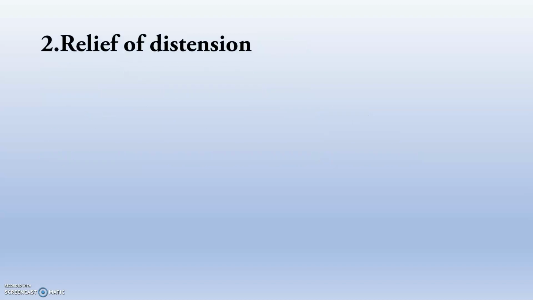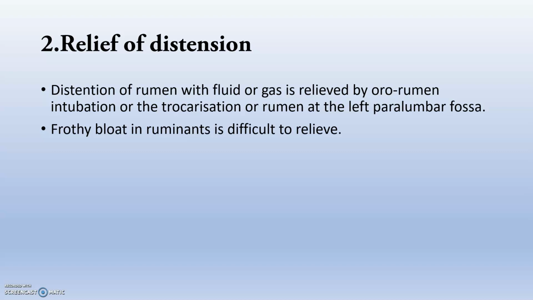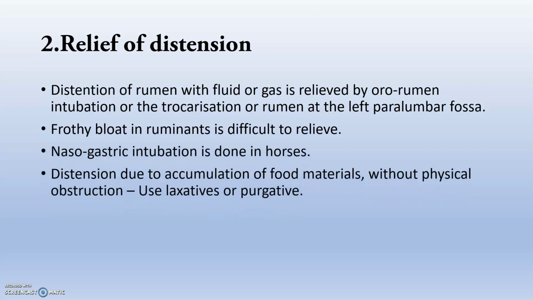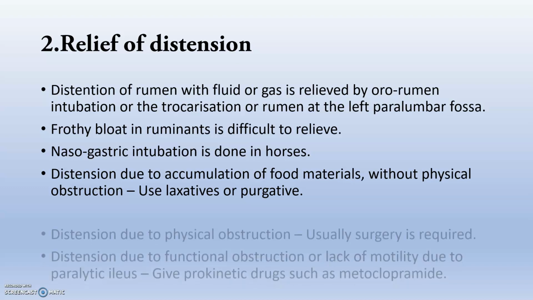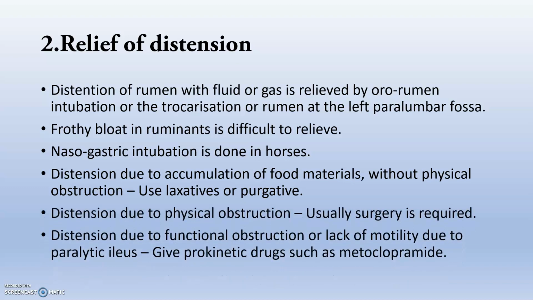Next is relief of distension. That is mainly distension of the rumen with fluid or gas, and we will go for puncturing the rumen at the left paralumbar fossa. Sometimes frothy bloat in ruminants is difficult to relieve and may create many problems. Also, we do nasogastric intubation in horses. For distension due to accumulation of food materials, we will go for laxatives or purgatives. Distension due to physical obstruction is very common, and we go for either removal, laxatives or purgatives, or surgery.